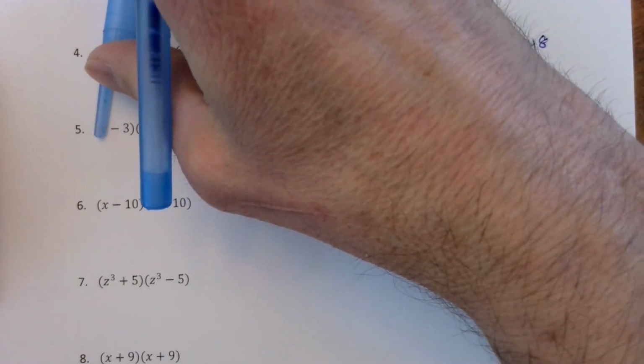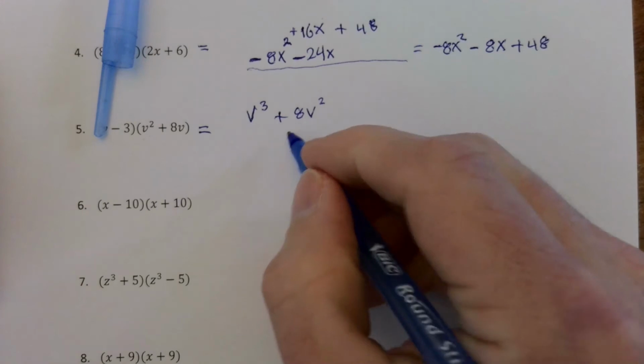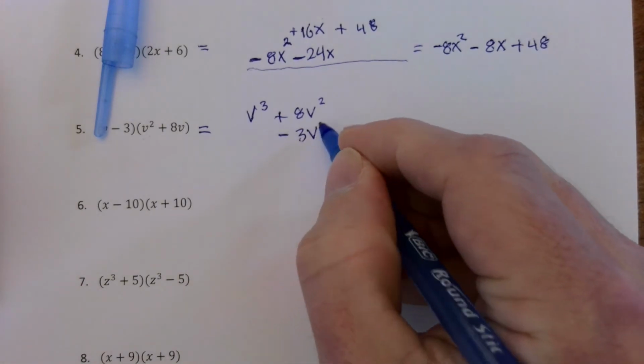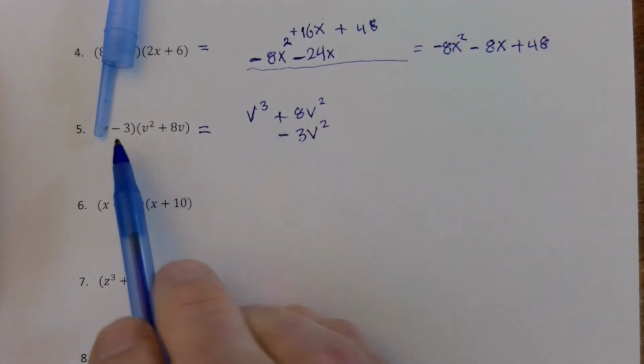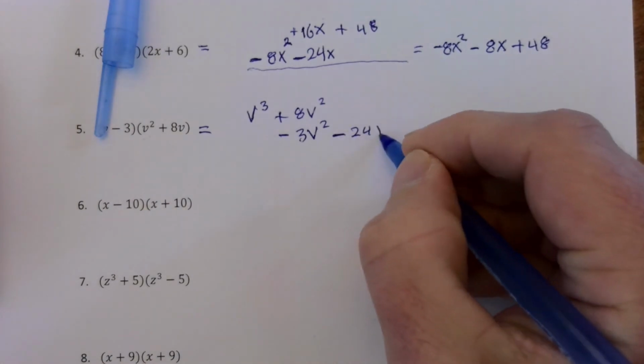Now I'm multiplying through with 3. 3 times v squared is 3v squared. There's a minus involved. And I'm going to put that in the v squared column, like that. Finally, 3 times 8 is 24. It's a minus or a negative 24, and there's a v attached.